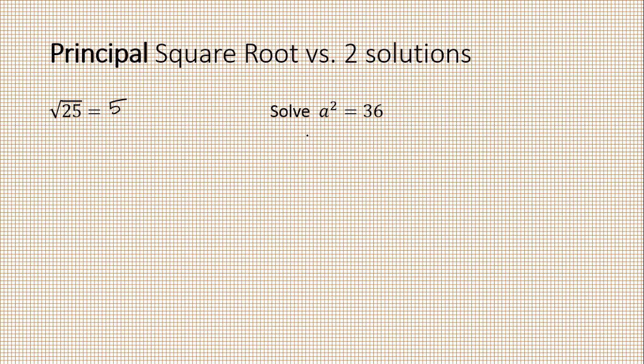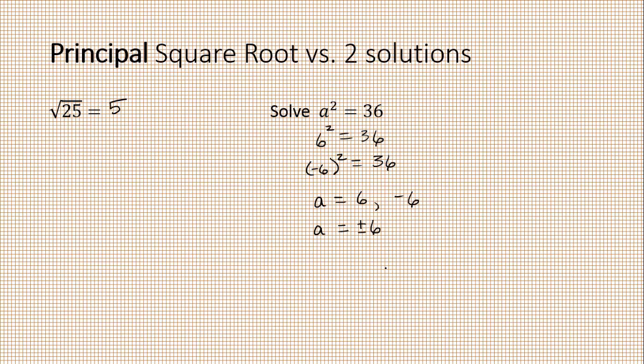But look at this problem. If I ask you to solve for a and a squared equals 36, there's actually two different answers for a. If a was 6, we would get 36. But also, if a was -6, we would still get 36. So the answer is a is 6 or -6. Another way to write that is a is plus or minus 6, which means the same thing.